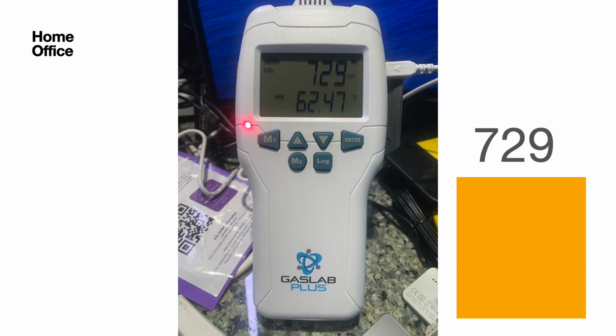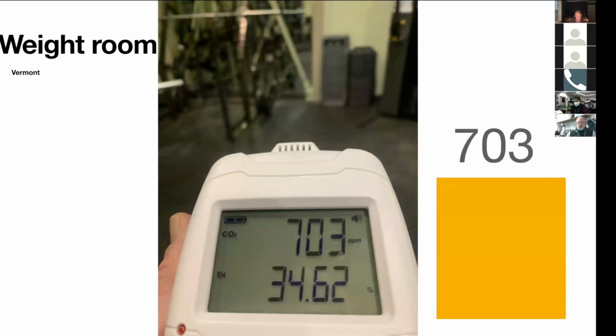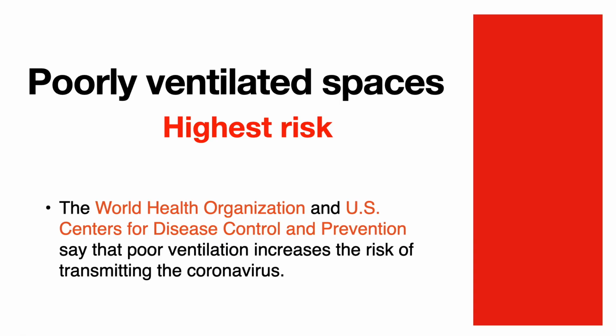Here's my home office where I am right now, with just myself and Alistair. It's pretty unsafe here. It's 729. So if I were doing homeschooling or distance learning with Alistair and we had someone come in this room, it would be a greater danger than if you were at school. Supermarket a little bit higher, weight room a little higher, convenience store still higher.